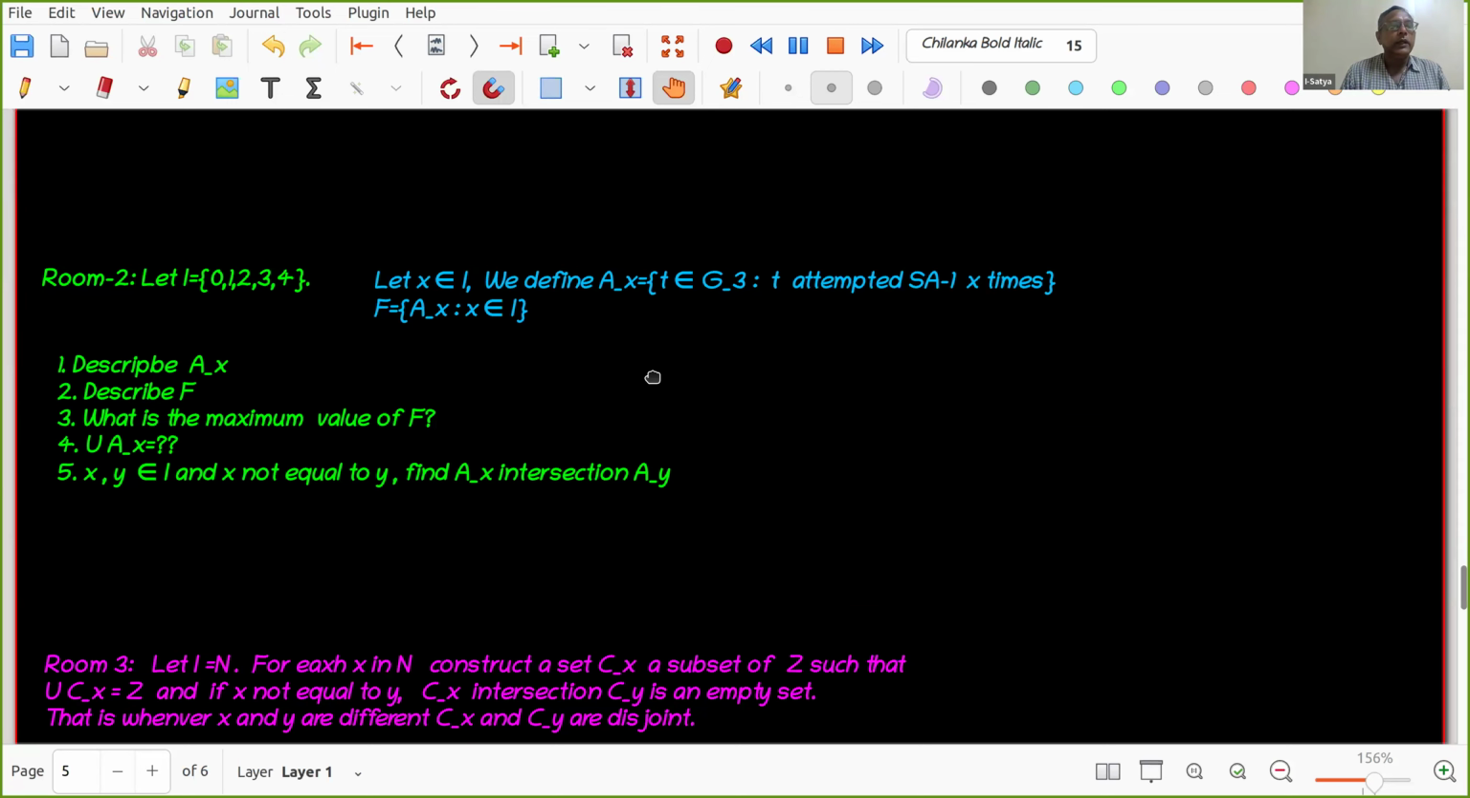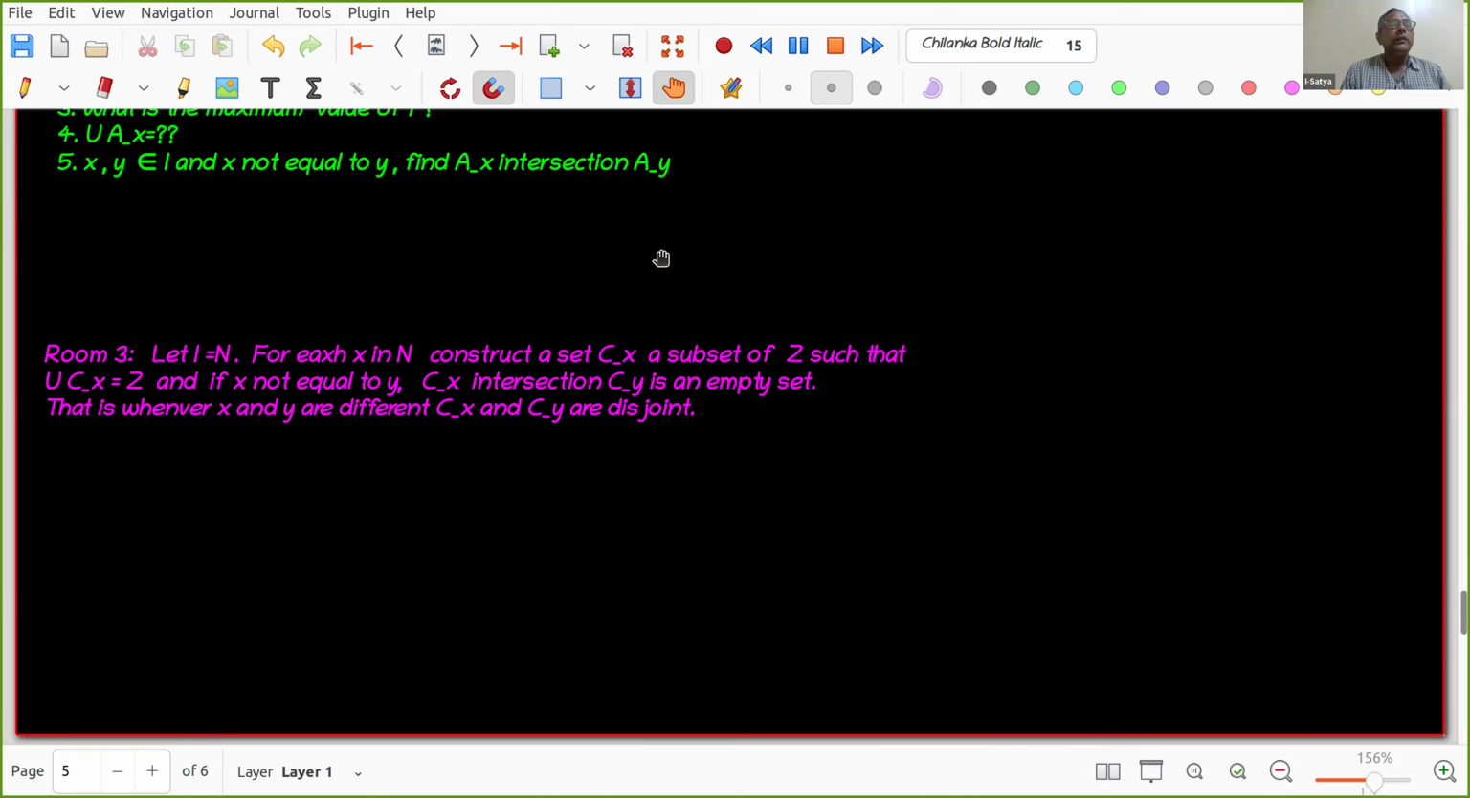Okay, great. Now room number 3 people. I is equal to natural numbers. For each x in N, I create a set Cx, a subset of Z, such that the union is equal to Z. If x is not equal to y, the intersection is empty. That means a mutually disjoint family. So you need to construct like that. हर natural number के लिए एक set construct करना है that is a subset of Z. उनका union Z होना चाहिए. C1, C2, C3, C4 like that. Union करते तो Z आना चाहिए integers. If you take any two of them, intersection empty होना चाहिए.